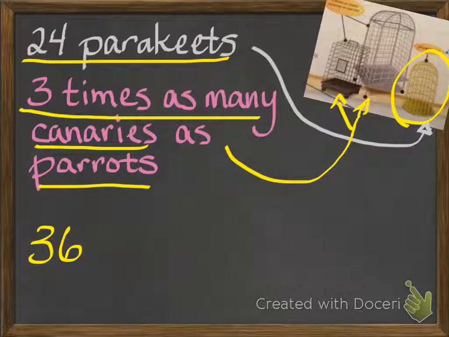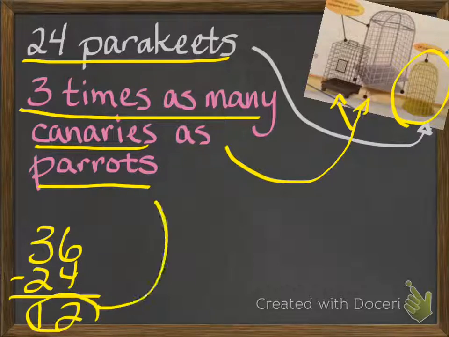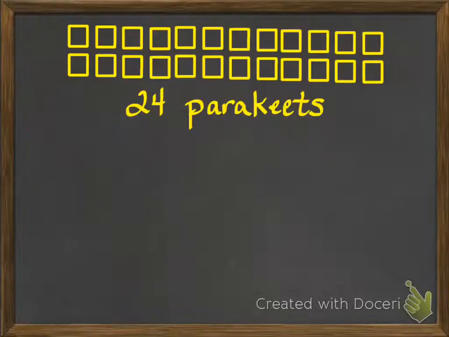Well, using reasoning, I know that I can already go ahead and start to figure out this problem. So far I've got 36 altogether. I know 24 of them are parakeets. So if I subtract 24 from 36, then I get 12. So 12 of them are left and 12 are going to be canaries and parrots. Then I have to figure out, how many canaries are there? How many parrots are there?